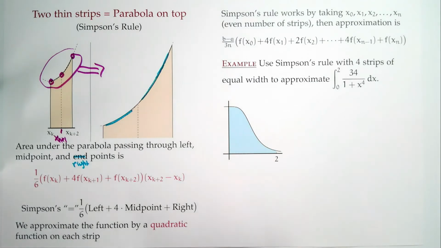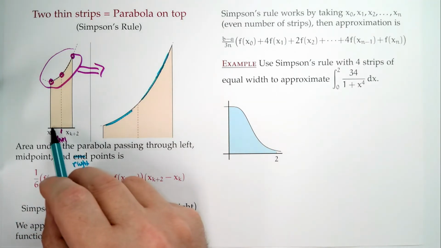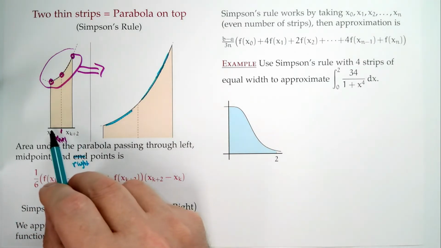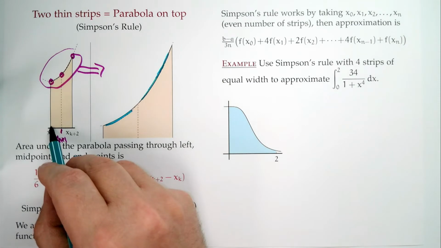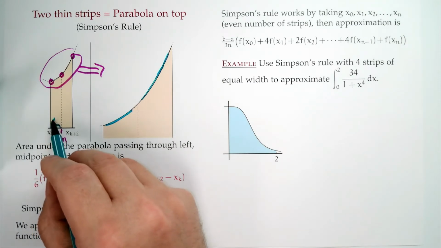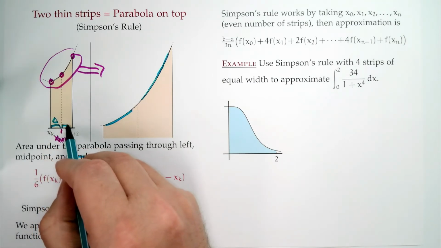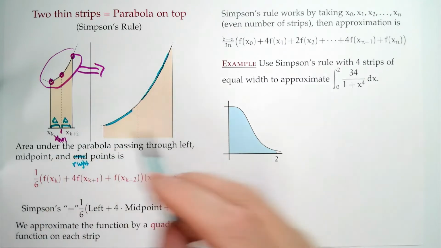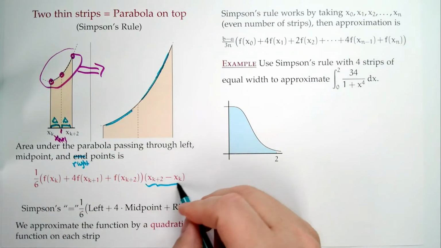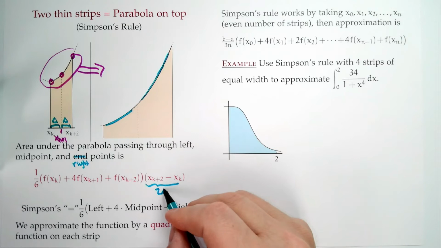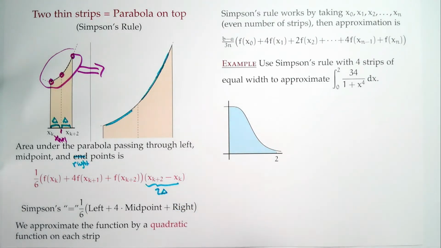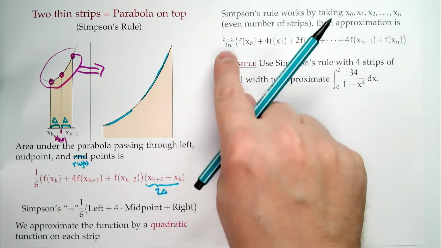Now, let's be careful here. This xk plus 2 minus xk, that's the whole way across. So in terms of what we've been thinking about before, our delta is just one interval. So when I look at this piece right here, it's really twice delta. You've got to be careful there. And so if you take the 2 into 6, you'll get 1/3. So that's where this 1/3 comes from.